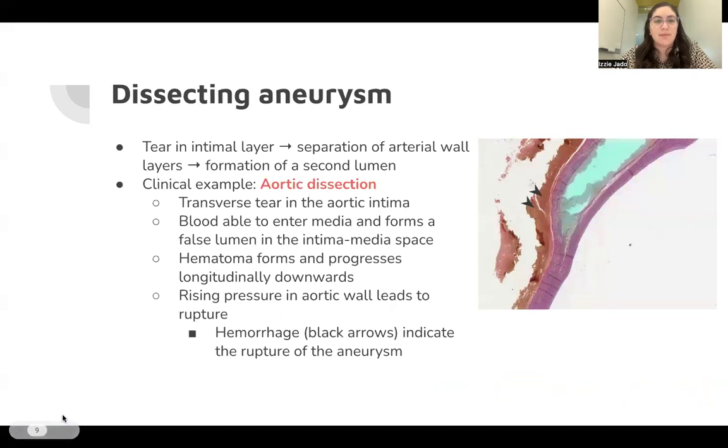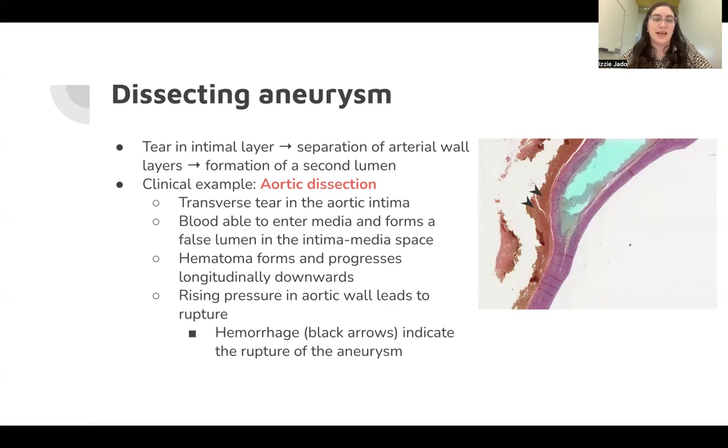A dissecting aneurysm, basically what happens here is that you have a tear in the intimal layer, and then it separates your arterial wall layers, and you get the formation of a second false lumen, which there was a really good picture of on one of the earlier slides. A clinical example of this would be an aortic dissection. So you'd have a tear in the aortic intima.